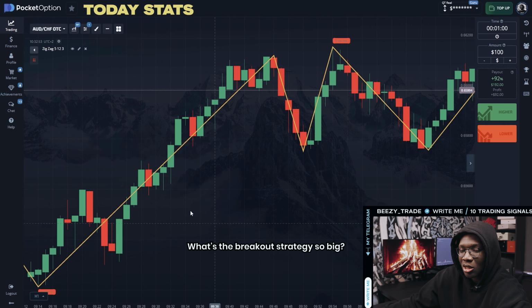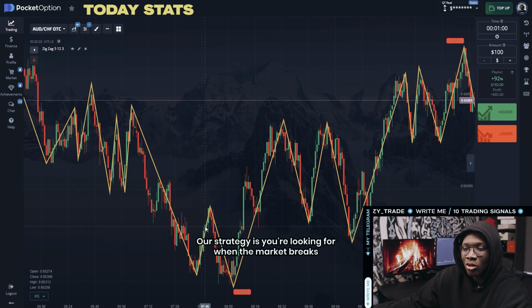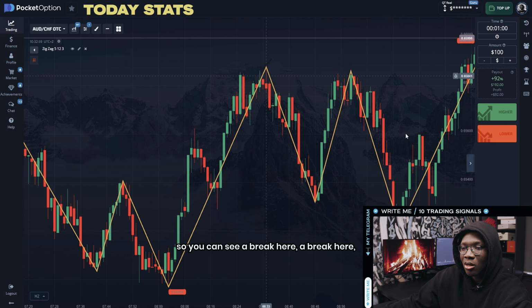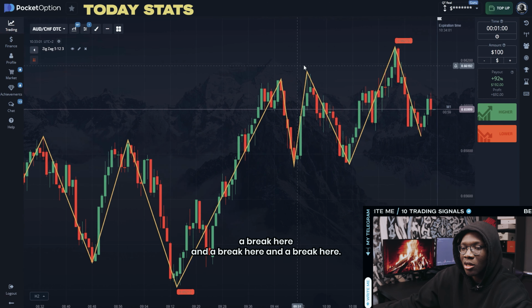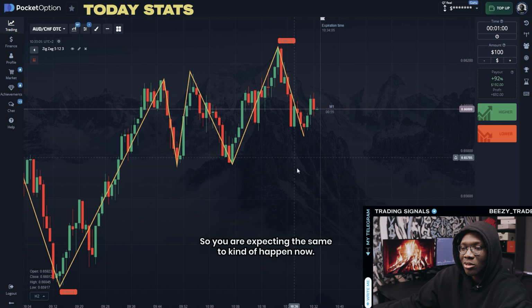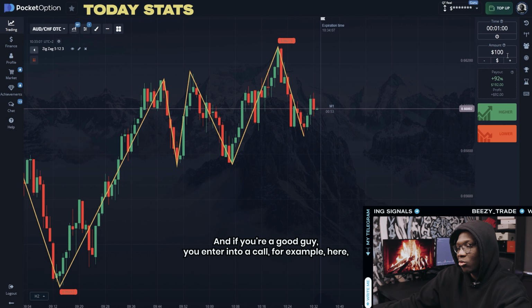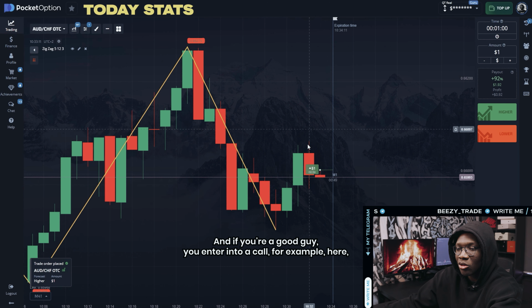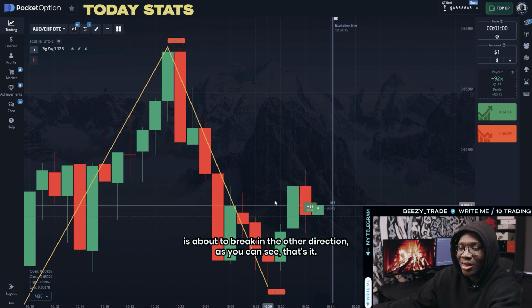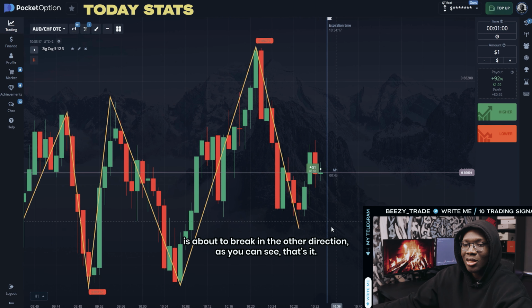What's the breakout strategy? So the breakout strategy is you're looking for when the market breaks. So you can see a break here, a break here, a break here, and a break here, and a break here. So you're expecting the same to kind of happen now. And if you're a good guy, you would enter into a call, for example, here, because you're seeing a situation where it feels like the market is about to break in the other direction. As you can see, that's it.